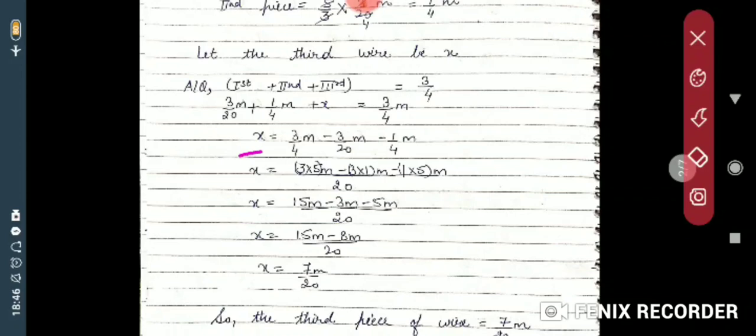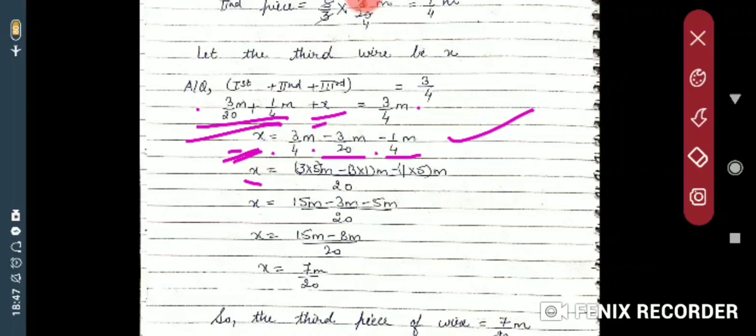Now, what do you have to find? The length of the third wire, and the length of the third wire is x. So whatever you have to find, you keep it aside. Then 3/4 meter. When LHS shifts to RHS, what will it become? Negative. 3/20 meter is positive, it will become negative, and 1/4 meter is positive, it will become negative. And x will remain as it is.